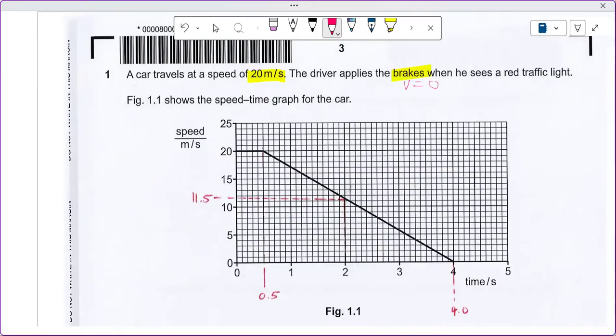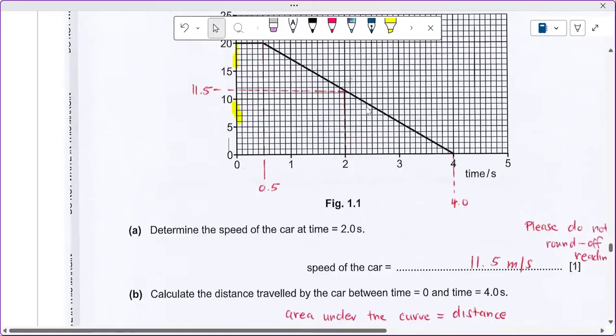So clearly now I study the diagram. I take a look at how to read my scale so that I know exactly how my scale is reading. So I know how to read all the other values. Then here I'm told that that's the speed time graph. So let's answer the questions.